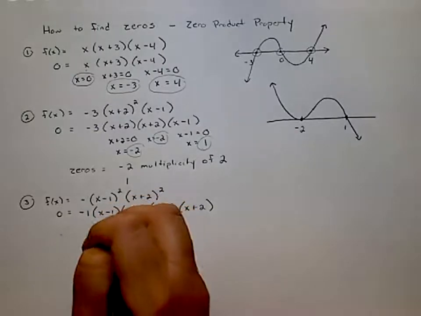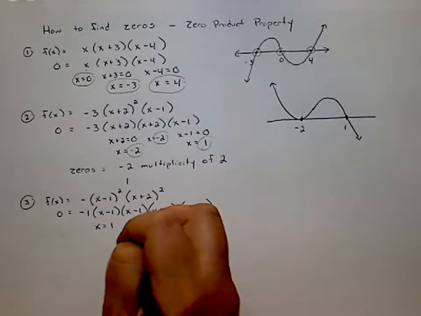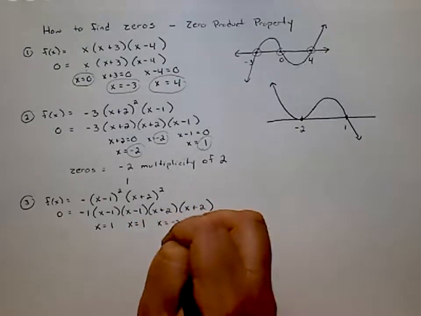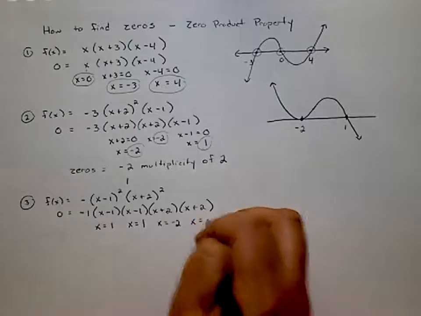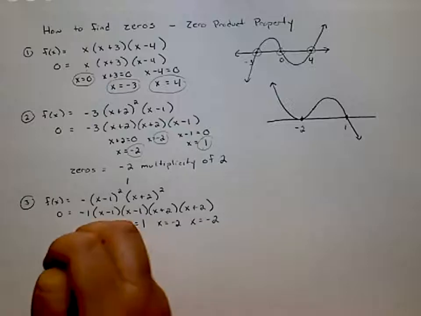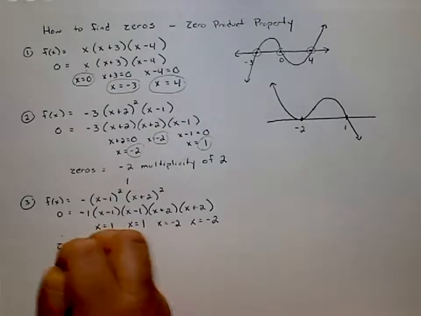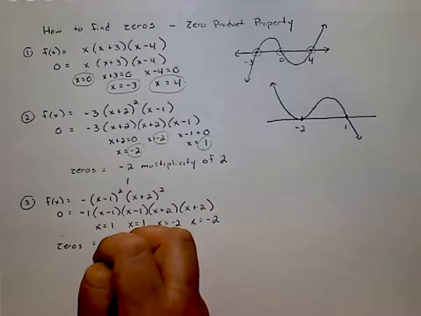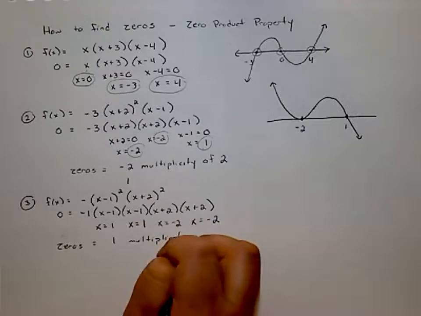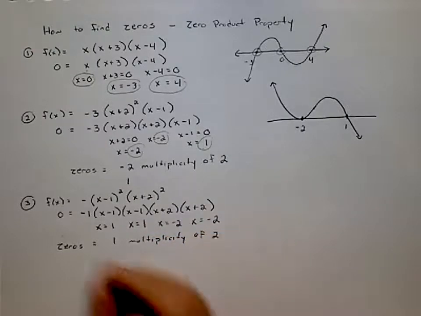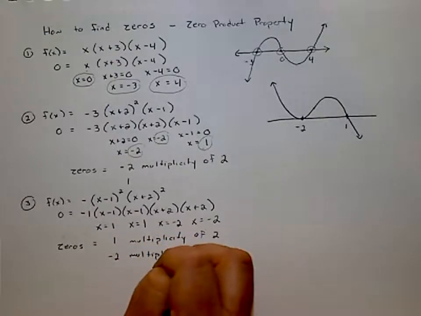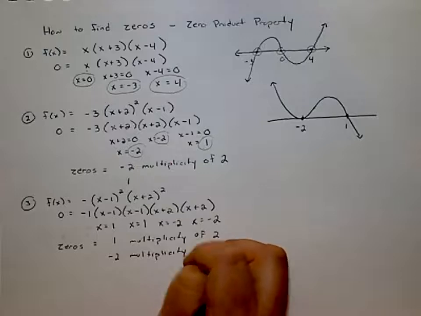What makes x minus 1 0? 1. What makes x minus 1 0? 1. What makes x plus 2 0? -2. What makes x plus 2 0? -2. So what are our zeros here? We have zeros of 1, and 1 has a multiplicity of 2, and -2 also has a multiplicity of 2.